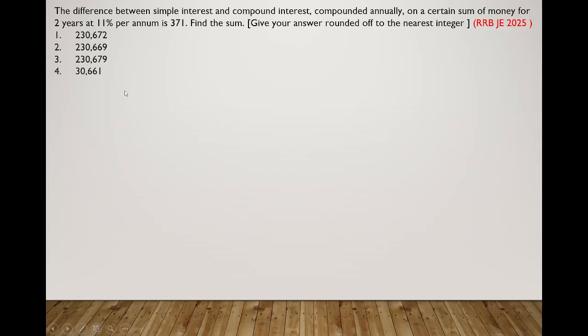The difference between simple interest and compound interest annually at a certain sum of money for 2 years, 11% per annum, is 371. Find the sum. Similar question. CI minus SI, for 2 years, equals P R square divided by 100. So CI is 371, and principal need to find out. Rate of interest is 11, and this is square.